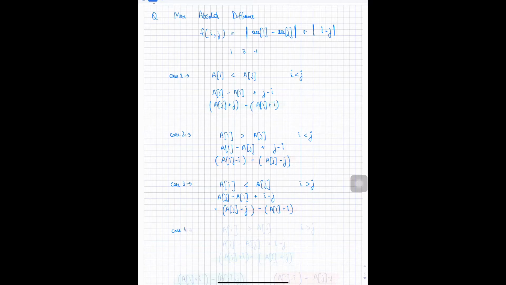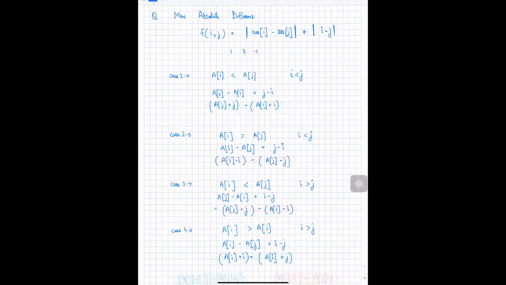And this brings us to our final case 4, where A[i] is greater than A[j] and i is greater than j. Here our solution will be A[i] - A[j] + i - j, which can be written as A[i] + i - (A[j] + j). So now we have expanded our function.